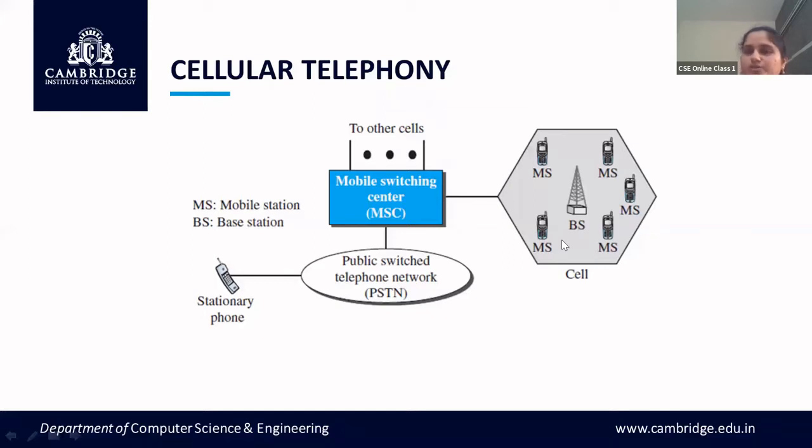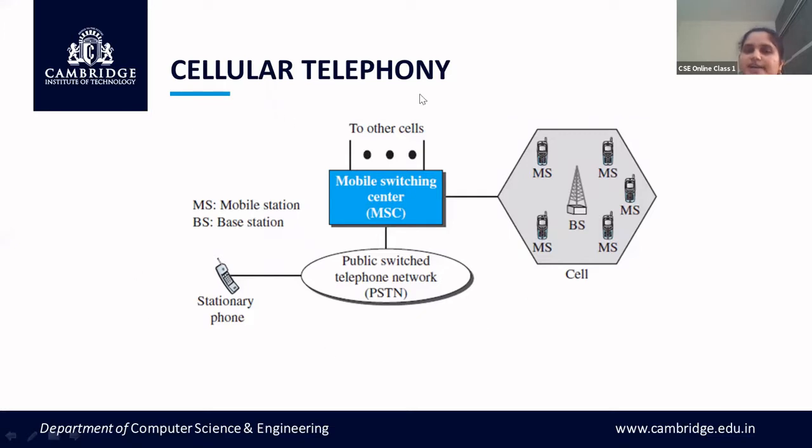Currently we are in the 4th generation, and cellular telephony is important because it will tell you how your data can be transmitted with respect to your stations which are not fixed. So based upon this, we'll start our discussion.